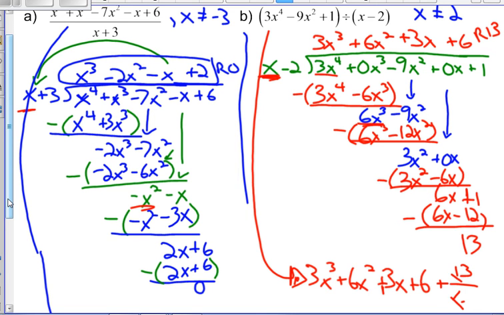Little smartboard issue here. There we go. Plus 13 over x minus 2. And that x minus 2 came from up here. Those are our leftovers. Okay, so that's the basic technique for long division.